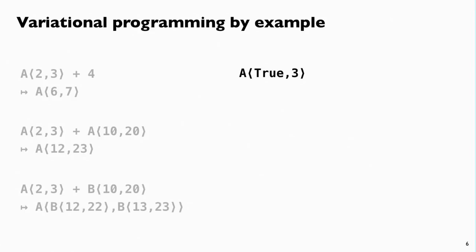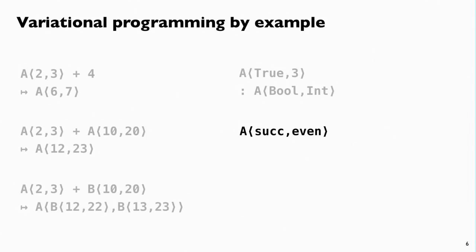The alternatives of a choice can have different types as well. So here's an example of a choice where one alternative is a Boolean and one alternative is an integer. And so we have choices also at the type level here. So here, a choice in the expression induces a type with a choice in the same dimension.